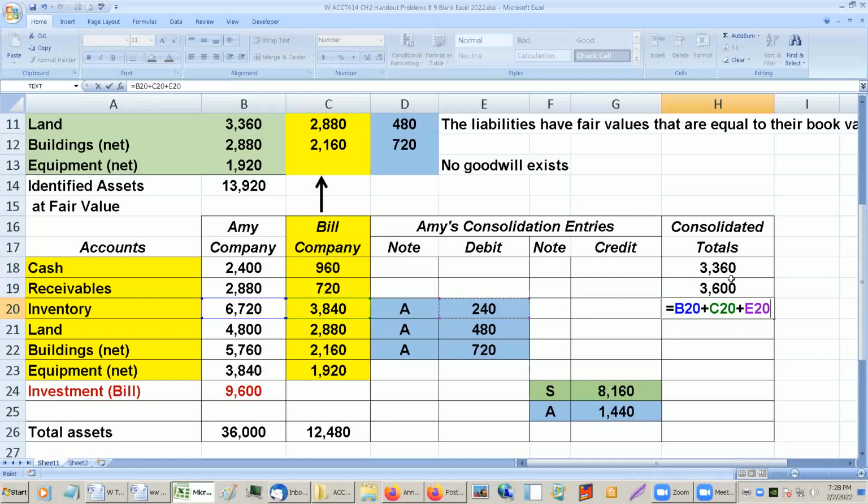Quite lost. Where did you get it? That is 3,360. These two together, the receivables. Oh, okay. Okay.